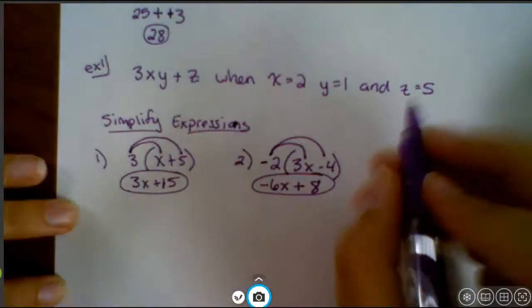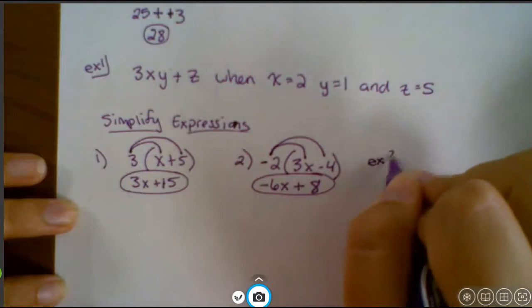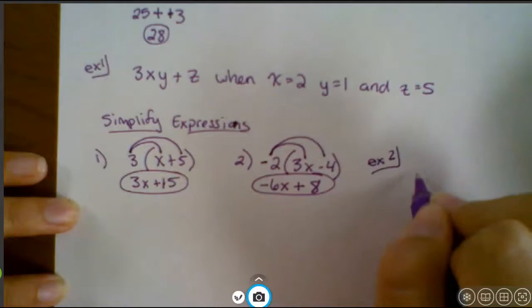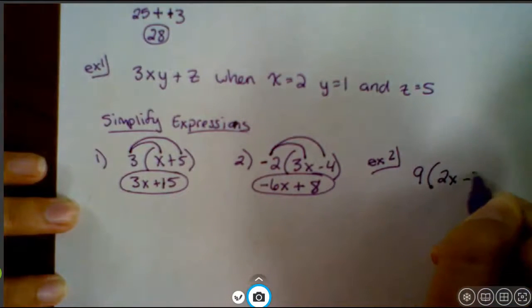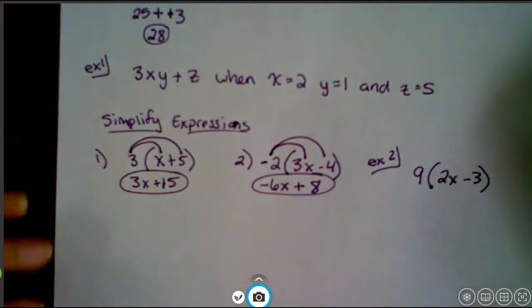Okay, go ahead and write this one down, and I want you guys to try this one on your own. 9, open your parentheses, 2x minus 3. Go ahead and write it down, try it on your own.